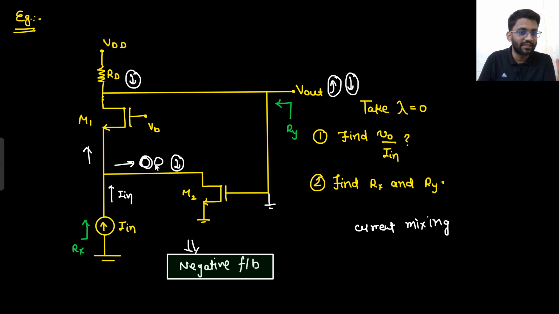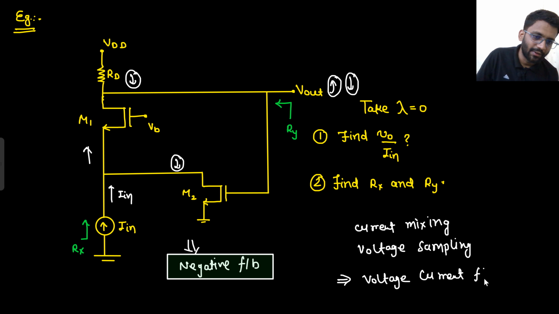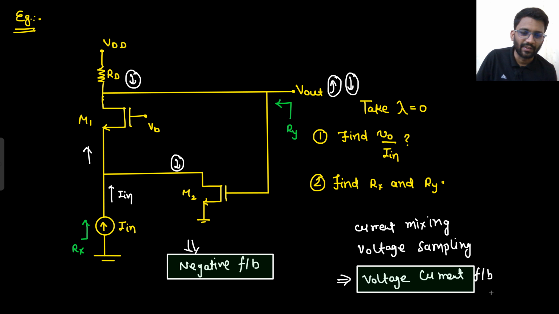If there is no feedback involved, what does that mean? That means if V0 is 0, your feedback component is 0. If your feedback component is 0, that means there is voltage sampling. Understood? Why is there voltage sampling? If I put V0 equals to 0, there is no component of feedback, because the feedback component is depending on V0. If the feedback component is depending on V0, that means there is voltage sampling. So there is current mixing and voltage sampling. So what you can say, voltage current feedback topology.